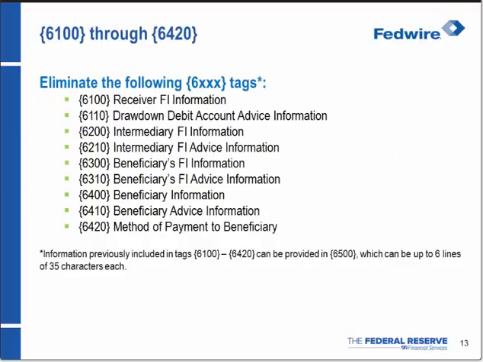Moving on to the next slide. On this slide, most of the FI to FI information fields that exist today will no longer be used due to low usage and to also simplify the conversion during Phase 2. So all of 6100 through 6420 will be eliminated. Those participants who use these tags today can use tag 6500 going forward, which allows for 6 lines of 35 characters each, for a total of 210 characters.